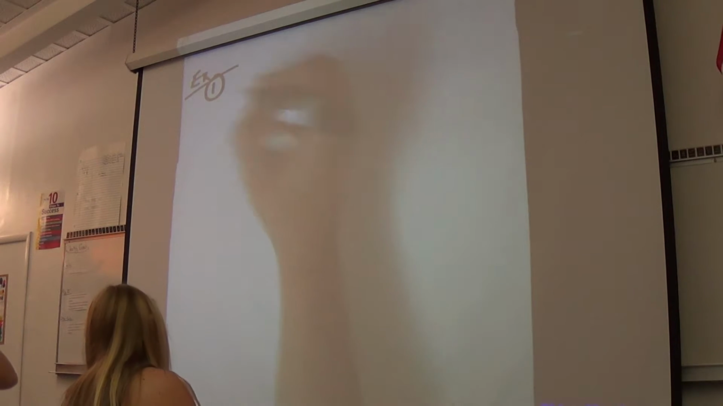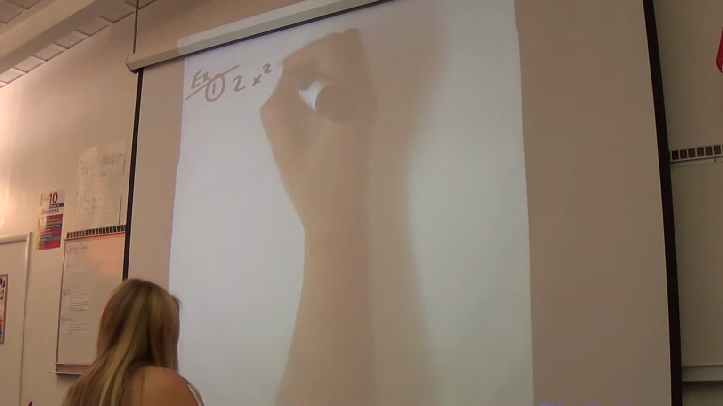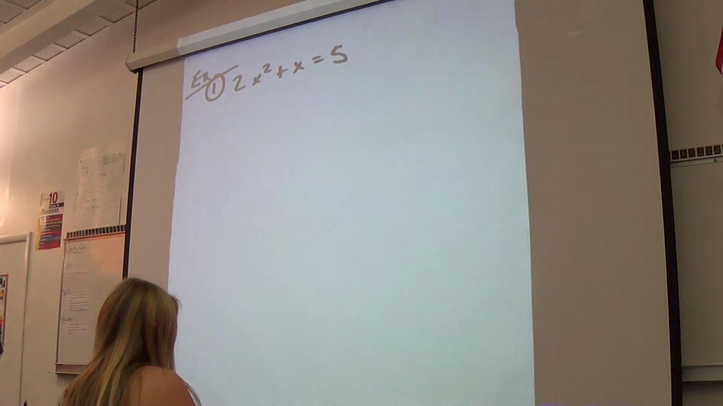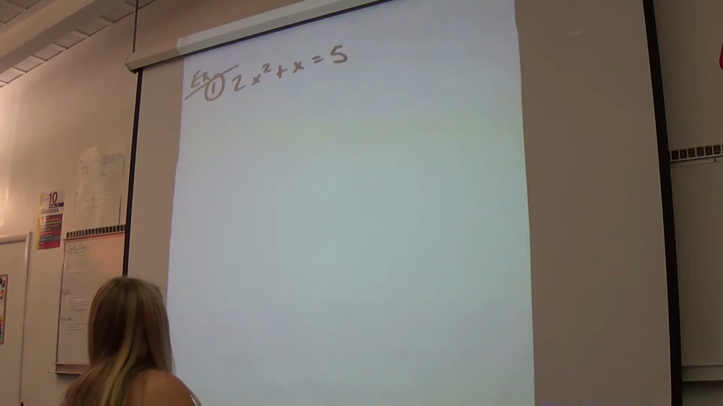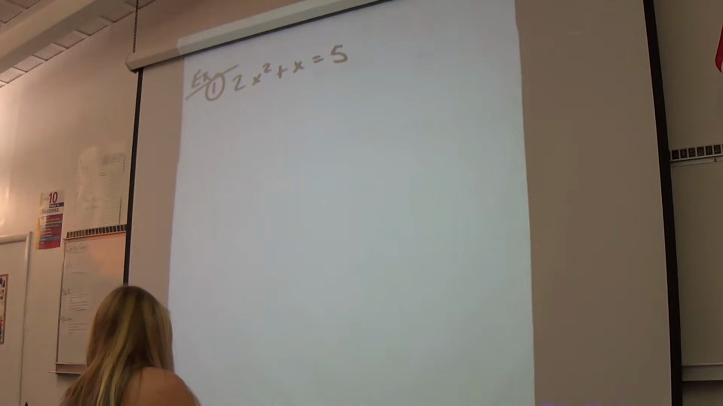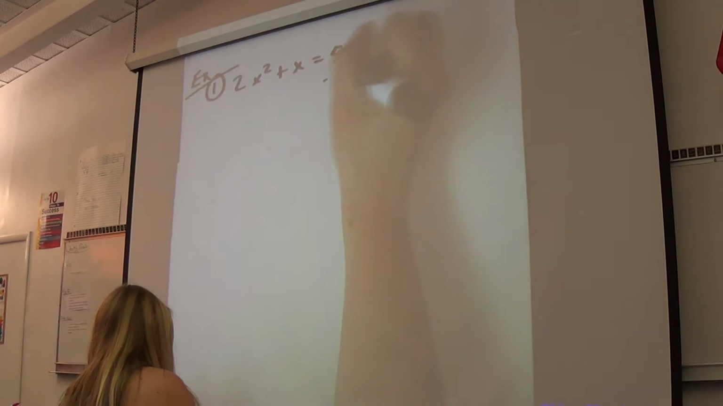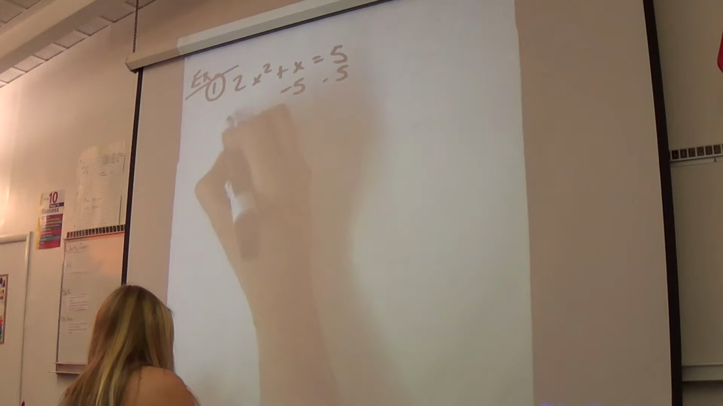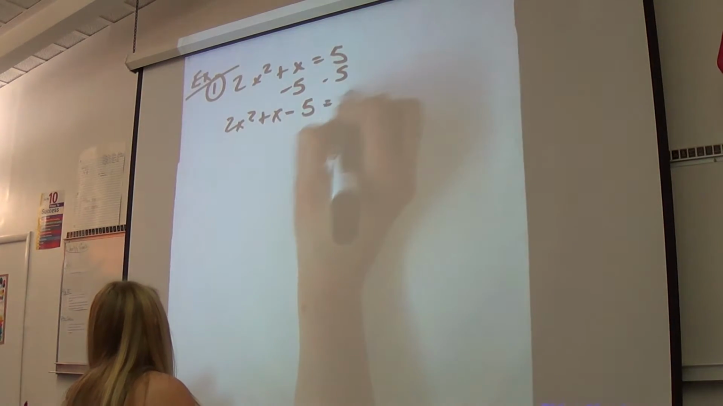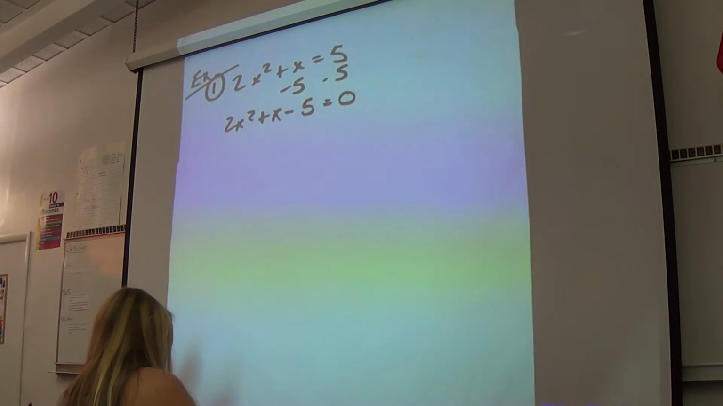So if we go through example number 1, we got 2x squared plus x equals 5. We're back to taking notes. You must be equal to 0 before you can identify what the a, the b, and the c is. So I minus the 5 from both sides, making sure to put it in order because we don't want that to mess us up either.